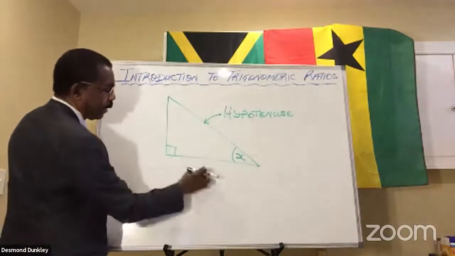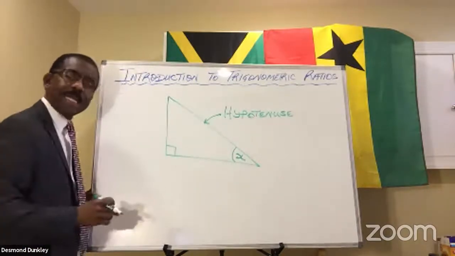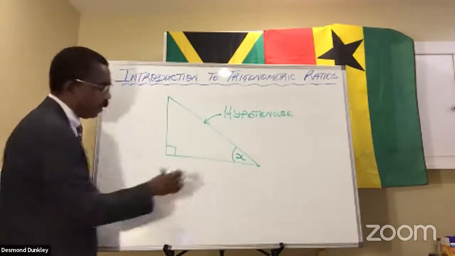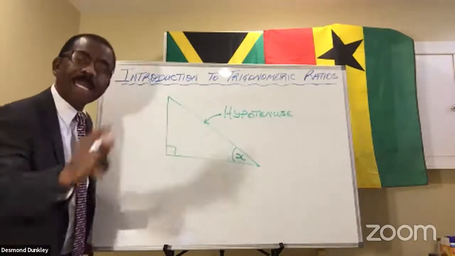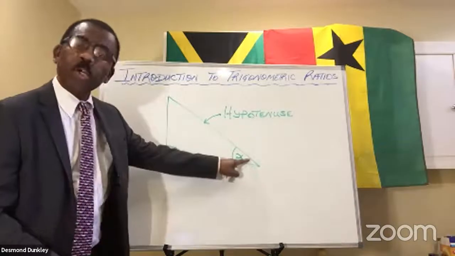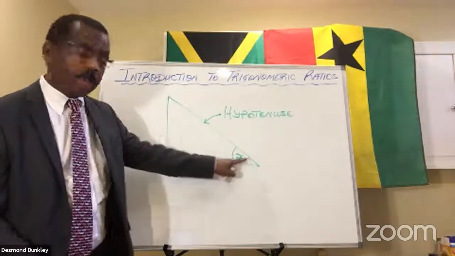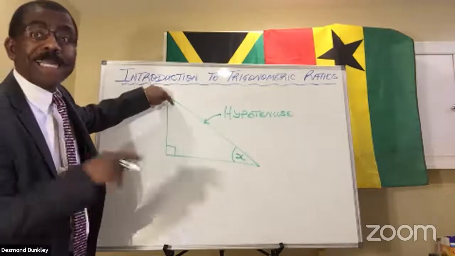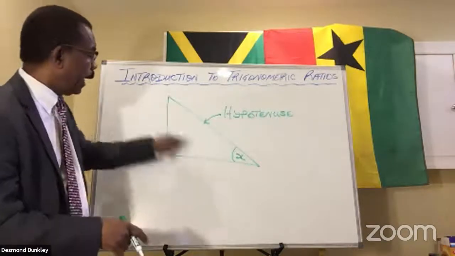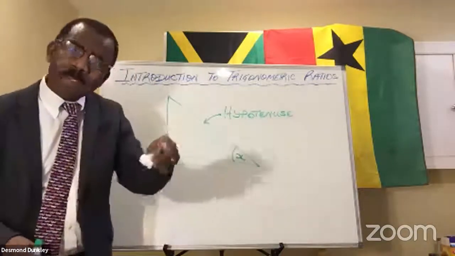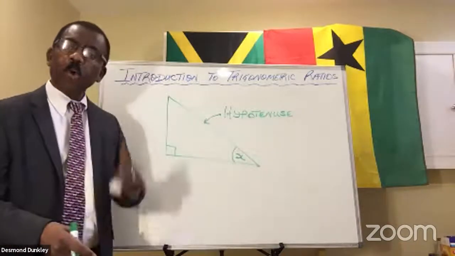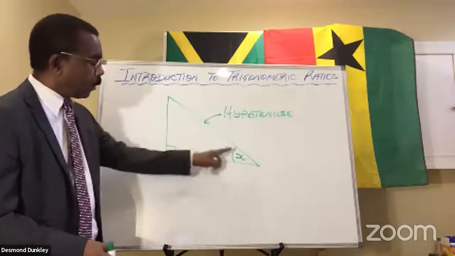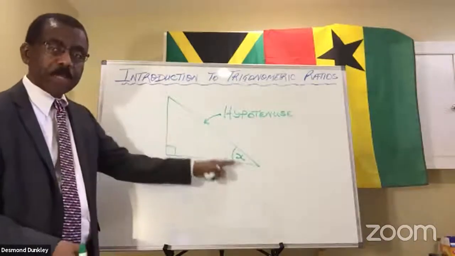So this side here has a name, and this side here has a name. The names are dependent on which angle you're using. If you're using this angle, it has a name. But if you're using this angle, it has a different name. So these two names are dependent on which angle you're working with. Notice, we're not talking about the 90-degree angle. We're talking about one of the acute angles.